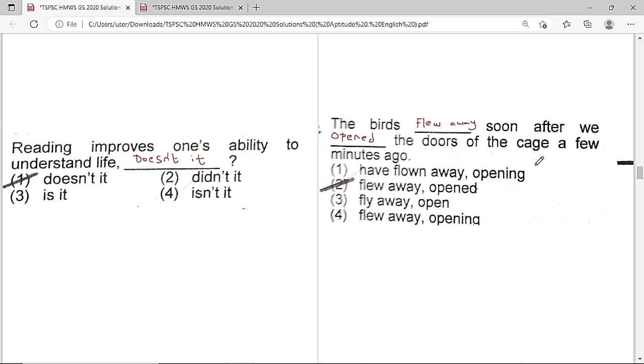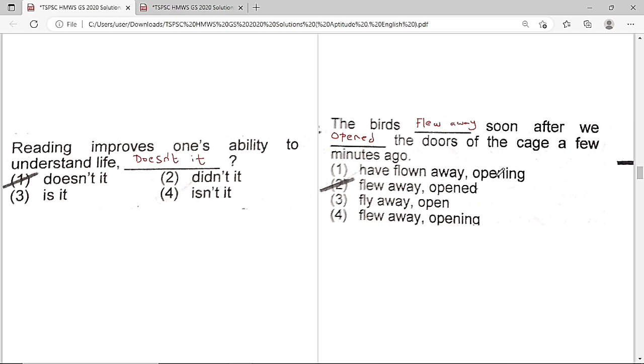So therefore option A is wrong. Option B is also wrong. Option C is also wrong because it is "they will flew", not "fly away". So the birds flew away soon after we opened the doors of the cage a few minutes ago. We can say past tense means open.